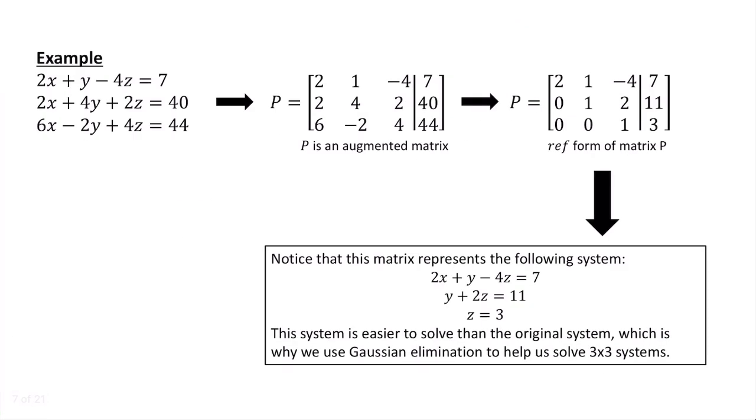So here's the example that we talked about, right? So remember we said that here's our original system. This is the augmented matrix, and then this is the row echelon form. And remember, the whole reason we did this is because if we take this row echelon form of the matrix and then we write out the system of equations, notice that it's much simpler than the original system of equations. So this will be one that's easier for us to solve algebraically.